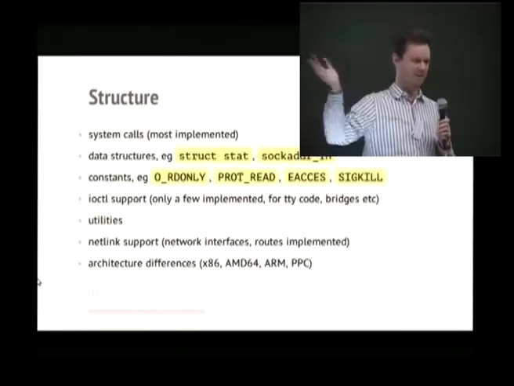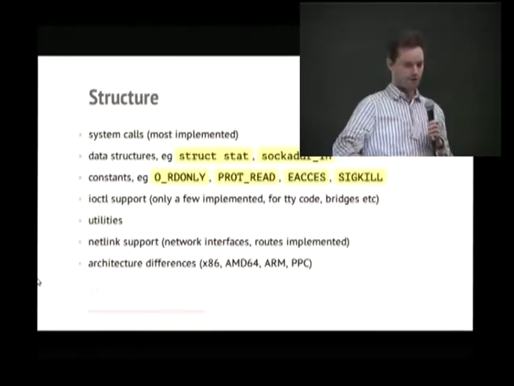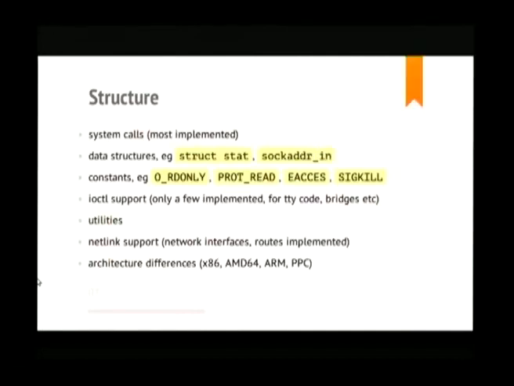So I've been building this over the last couple of years, really. Start off with system calls, which are mostly done. You can call most of the system calls, a few left to do. There's all the data structures that come with them, all the structs, stat, socket addresses, lots and lots of these things. Then there's a lot of constants. Every system call, you look at the man page, and there's a list of 20 constants.